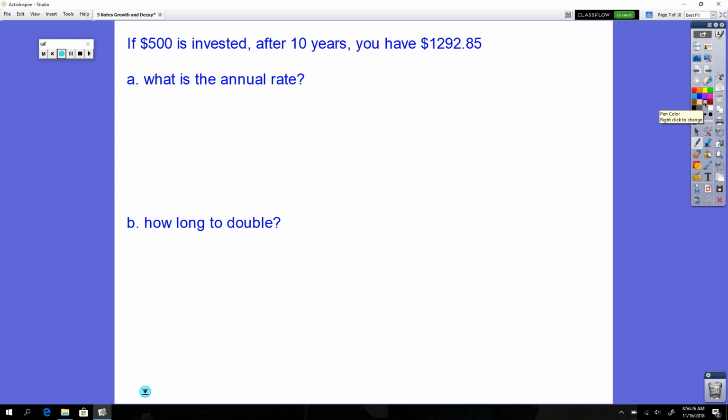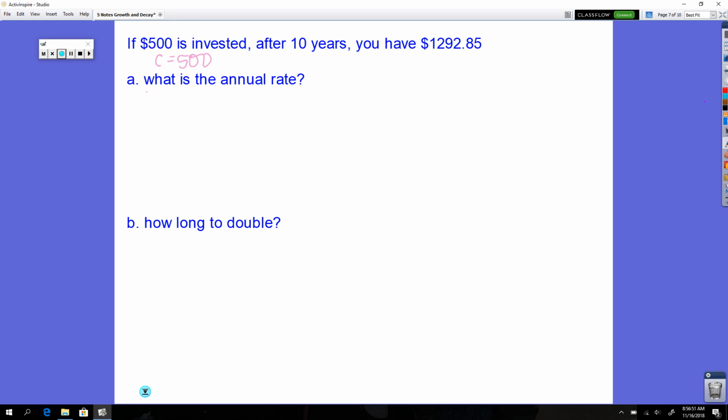So I have $500 that after 10 years will become $1,292.85. And it wants to know what the annual rate is. That means we're going to be solving for K. So $500 is invested. That means C is my 500. 10 years, so time is 10. And then this is going to be my Y because it's what I have left over.